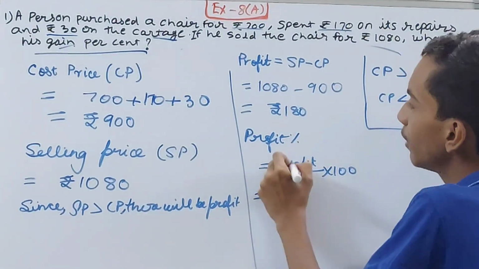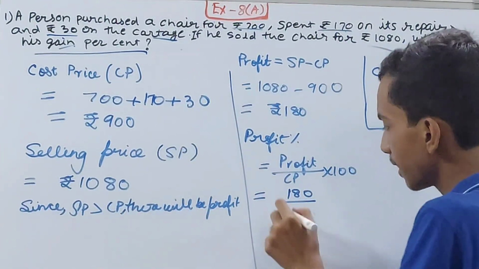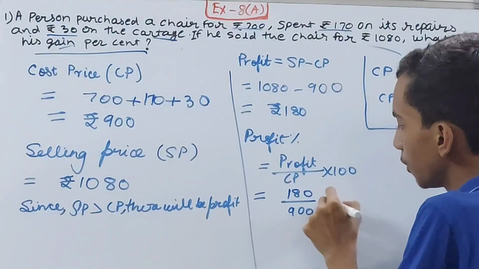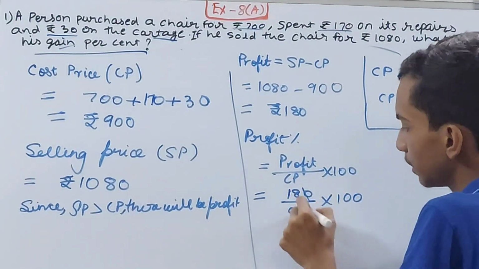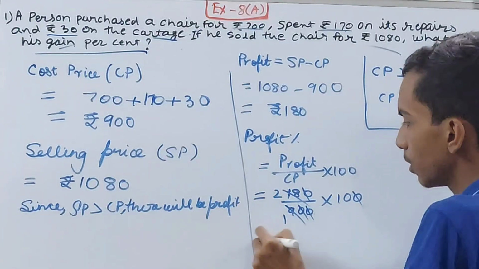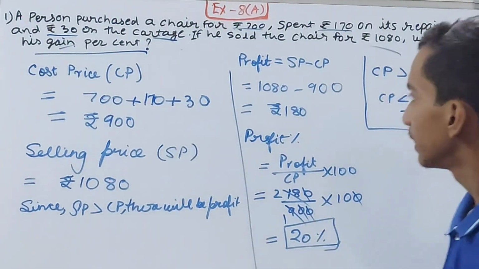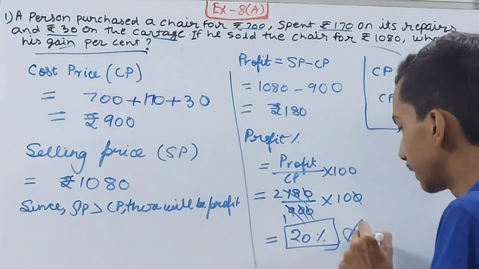Now put the values down. Value of profit is 180, cost price is 900. So 180 upon 900 into 100, this 0 cancels, this 0 cancels, 18 nines are 2 times, so 20% comes out to be your final answer. This is the profit percent and your final answer.